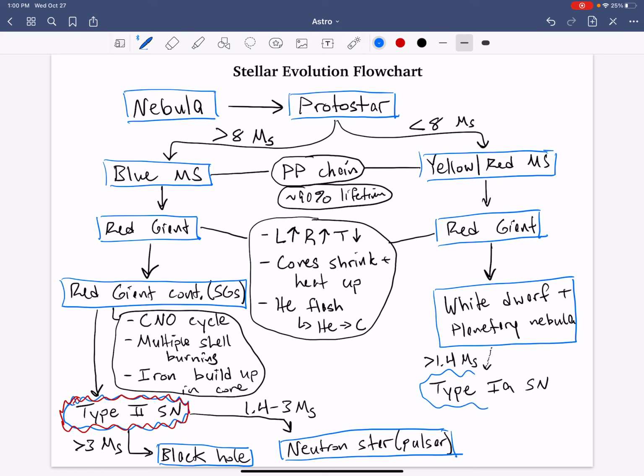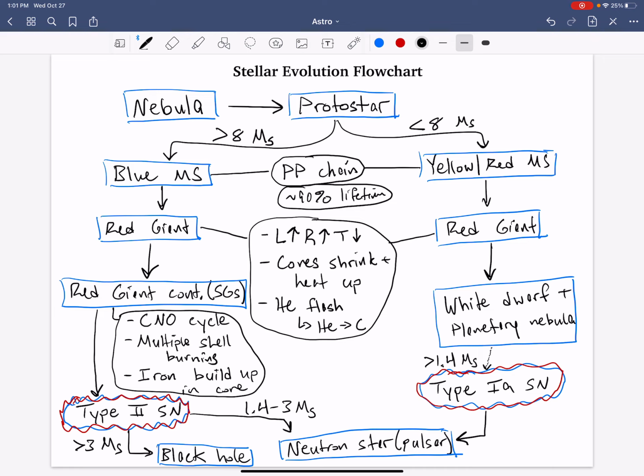So if a white dwarf were to somehow gain more mass, and it's typically done via a binary star system, right, pulling it from a companion, if it surpasses 1.4 times the mass of our sun, it'll go into a type 1a supernova and then become a pulsar, right? Or a neutron star.